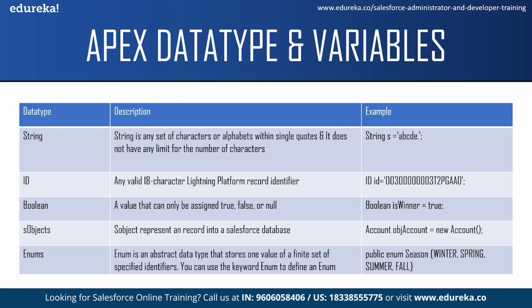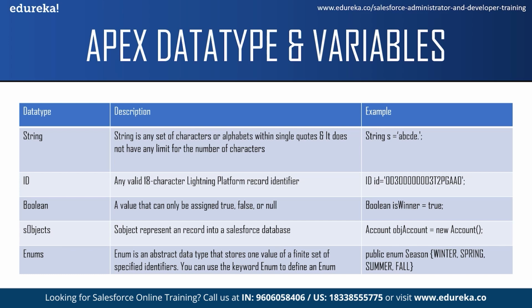After the SObject data type, we have the enum data type. Now enum is an abstract data type that stores one value of a finite set of specified identifiers. You need to use the keyword enum to define an enum data type. Here is an example for an enum data type: public enum Season, and we have a list of the identifiers: winter, spring, summer, and fall. After this, we also have collections, which include list, sets, and maps. So this was about Apex data types and variables.